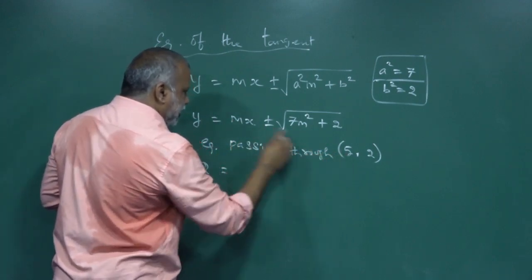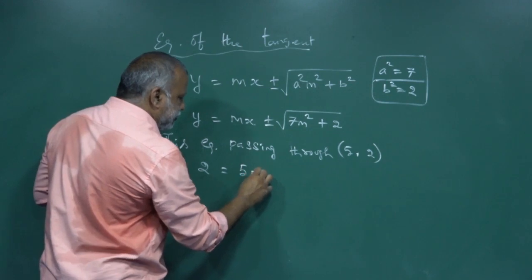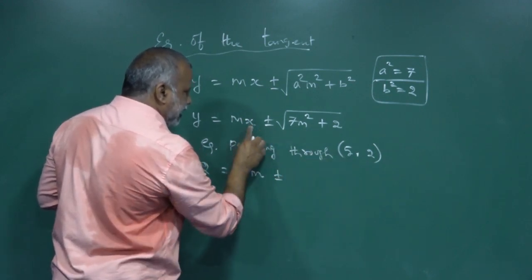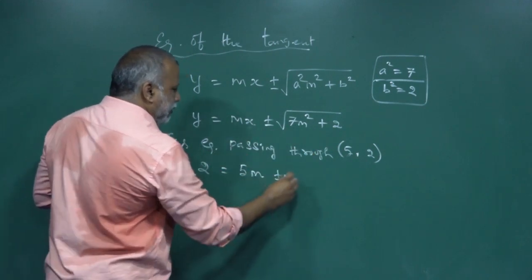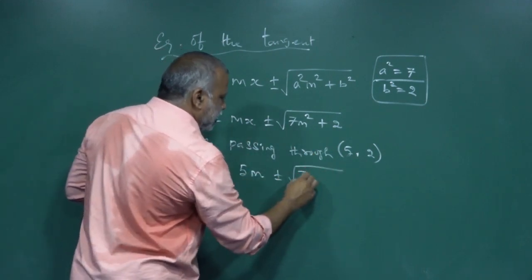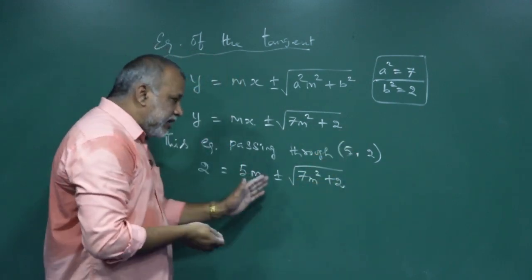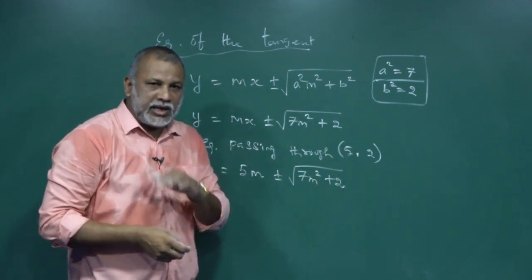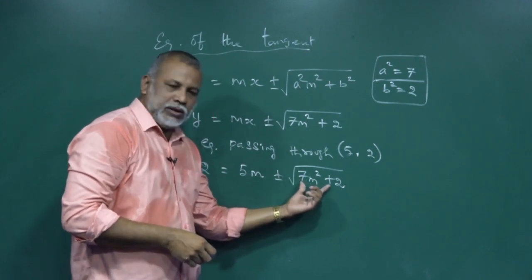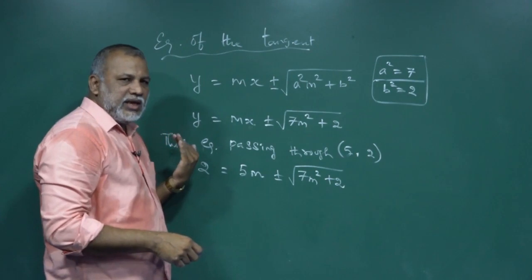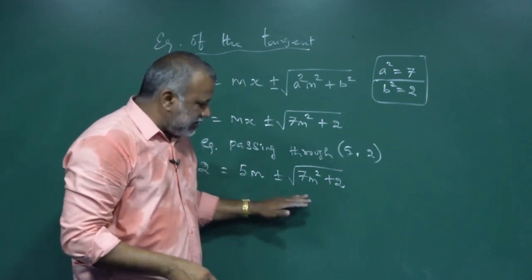That means x value is 5m. Then plus or minus. That means x is replaced by 5. Carefully listen. x is replaced by 5, then 5m plus or minus square root of 7m squared plus 2. In the theoretical concept itself, I already explained: if you are getting a root family, keep that root family on one side and convert the remaining to the other side. We already discussed the same concept.